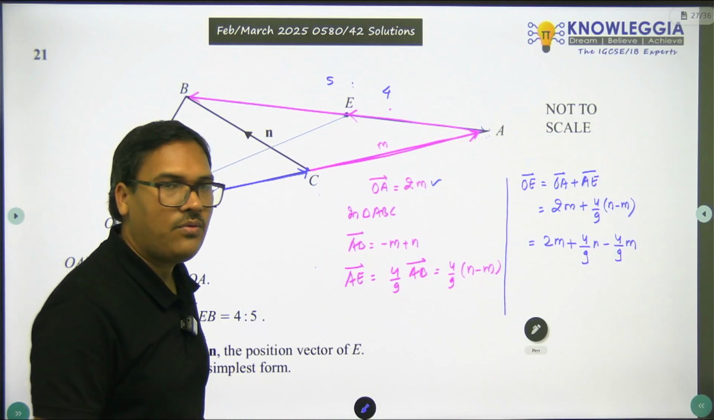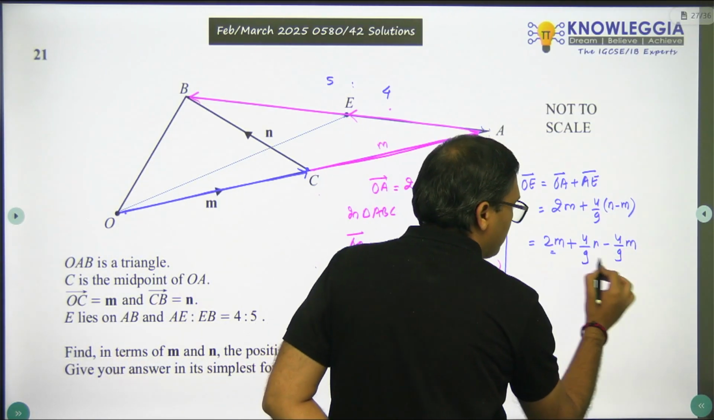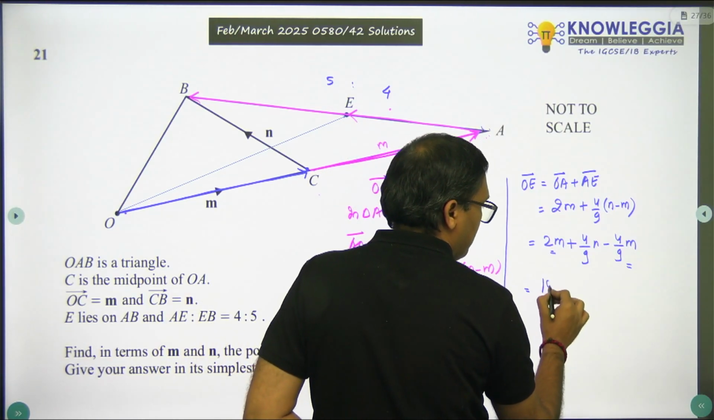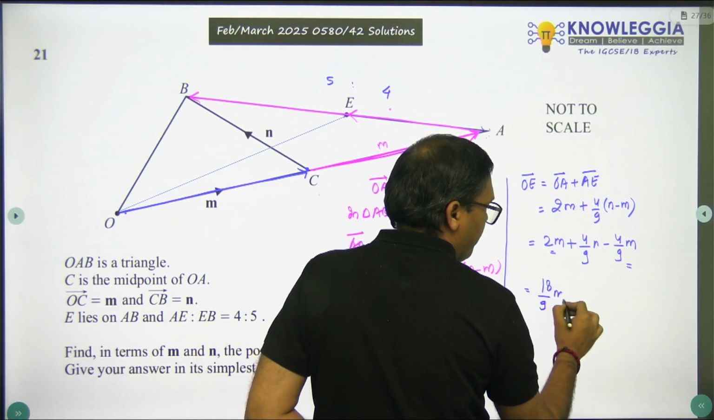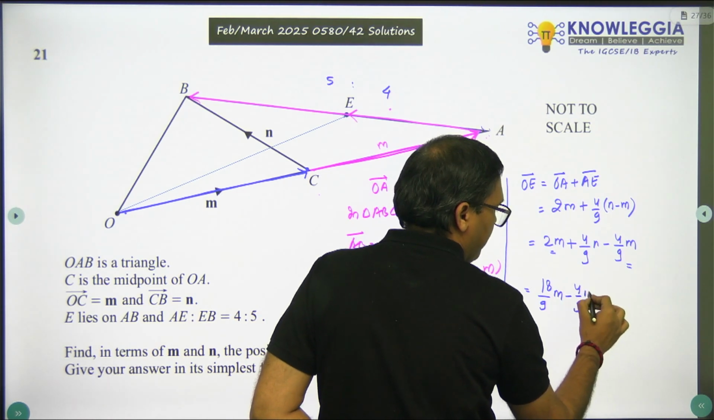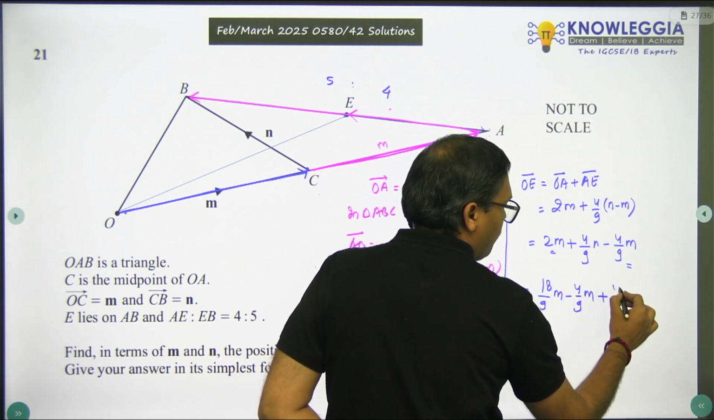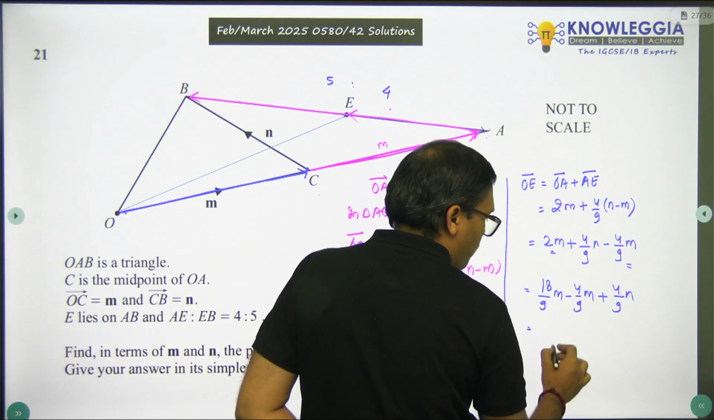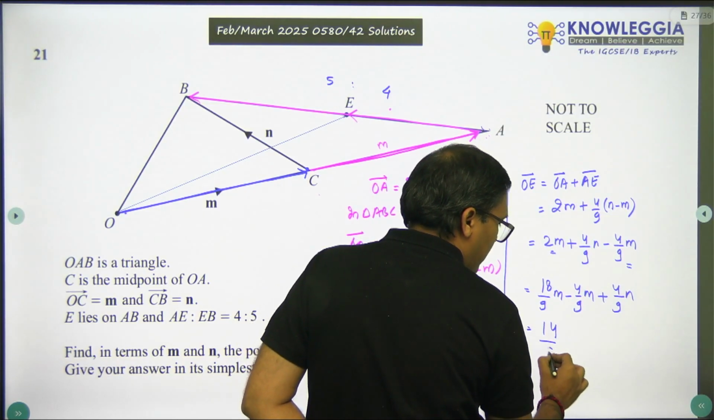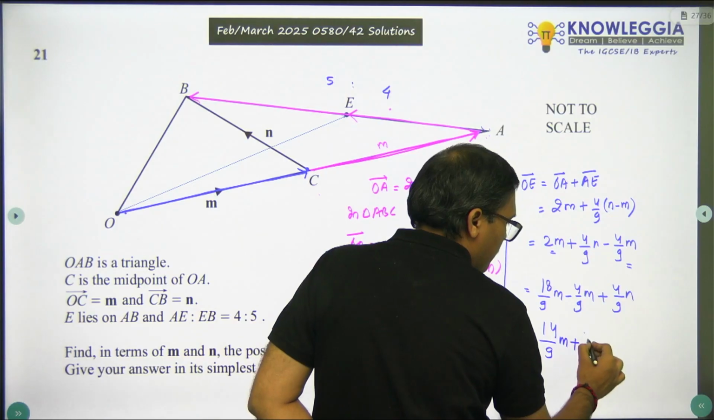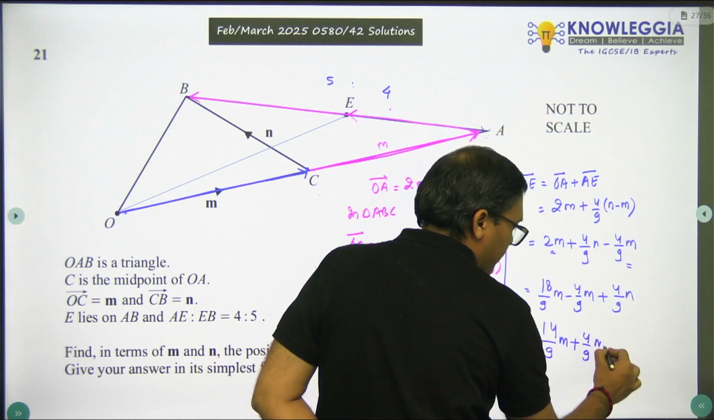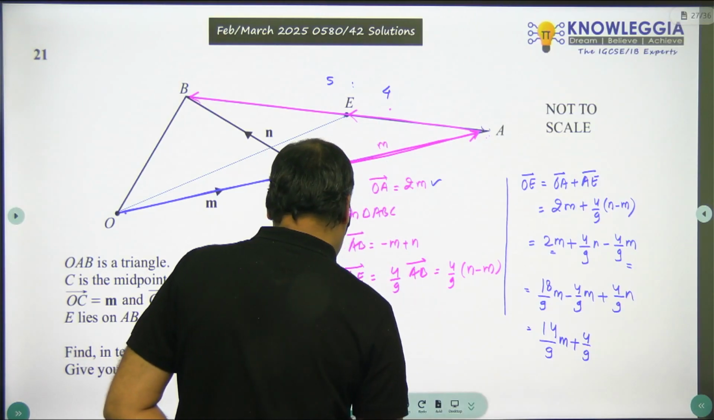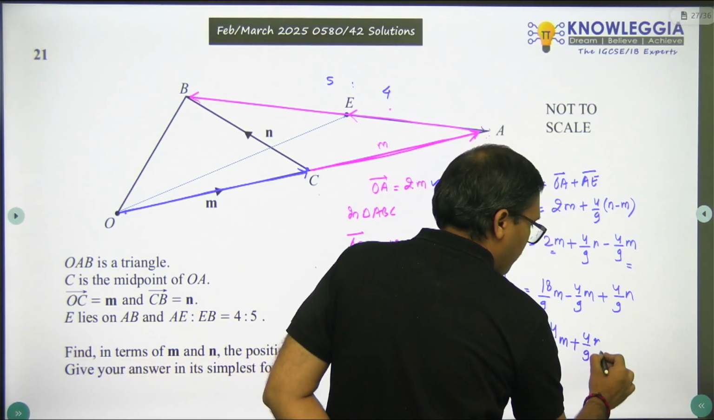Correct? Now we will take these two terms together. So if I just make the fraction, this is 18 by 9m minus 4 by 9m plus 4 by 9n. Now what is this? This is 18 minus 4, which is 14 by 9m, plus 4 by 9n. So this is the answer for this question which you have to find.